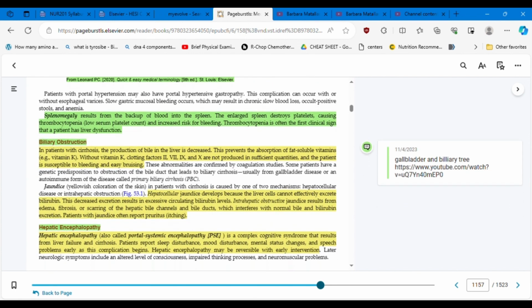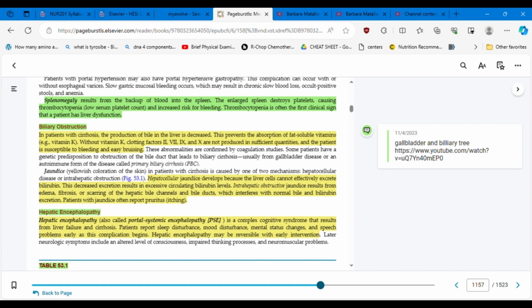Biliary obstruction. In patients with cirrhosis, the production of bile in the liver is decreased. This prevents the absorption of fat-soluble vitamins like vitamin K. Without vitamin K, clotting factors 2, 7, 9, and 10 are not produced in sufficient quantities, and the patient is susceptible to bleeding and easy bruising. So when we talk about fat-soluble vitamins, I want you to remember the mnemonic ADEK, A-D-E-K. So it's vitamin A, vitamin D as in David, E as in elephant, K. ADEK. Those are your fat-soluble vitamins.